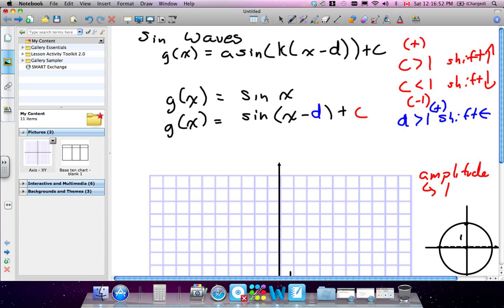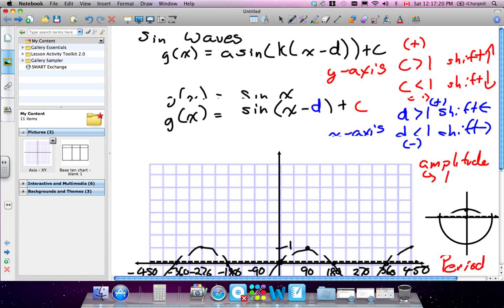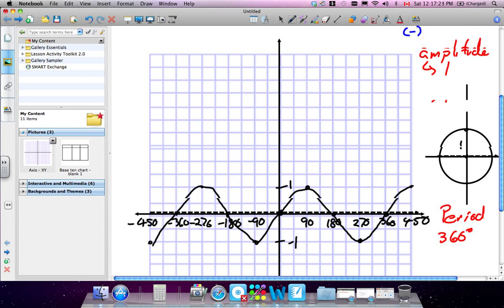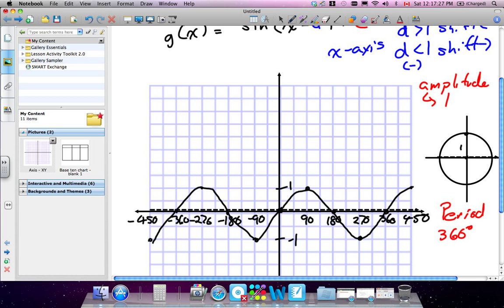Let's just keep our rules here. In other words, if D is greater than 0, so if it's positive, you shift left. And if D is less than 0, or negative, you shift to the right. So C and D are very similar to each other. C is the y-axis and D is the x-axis. So I'm going to put x-axis here so you know that, and y-axis.